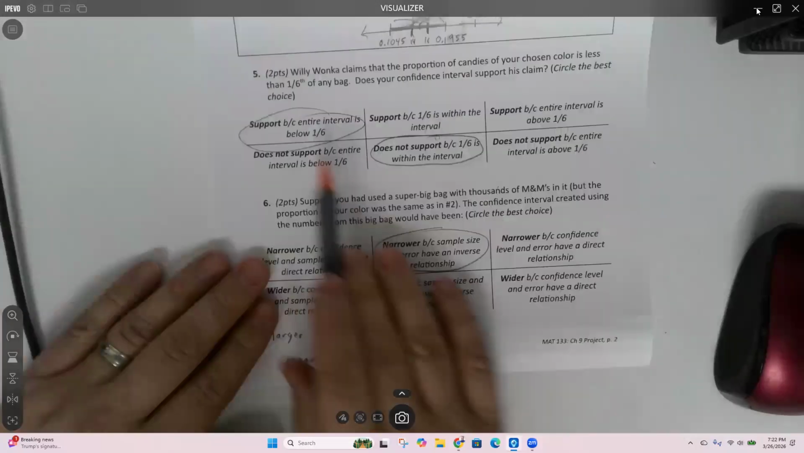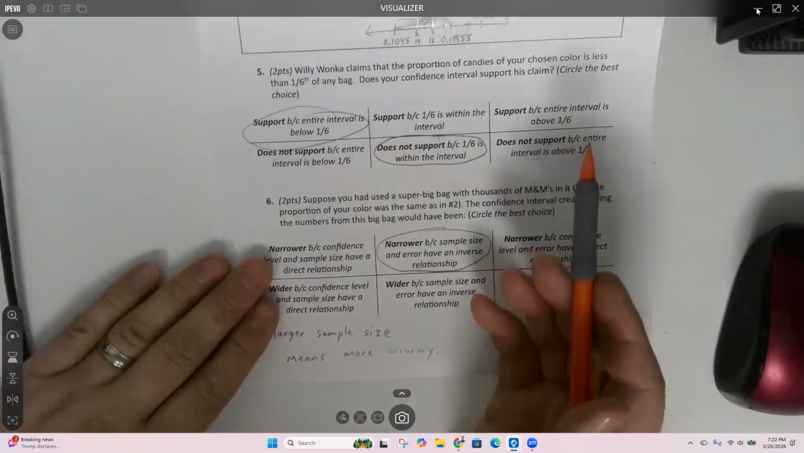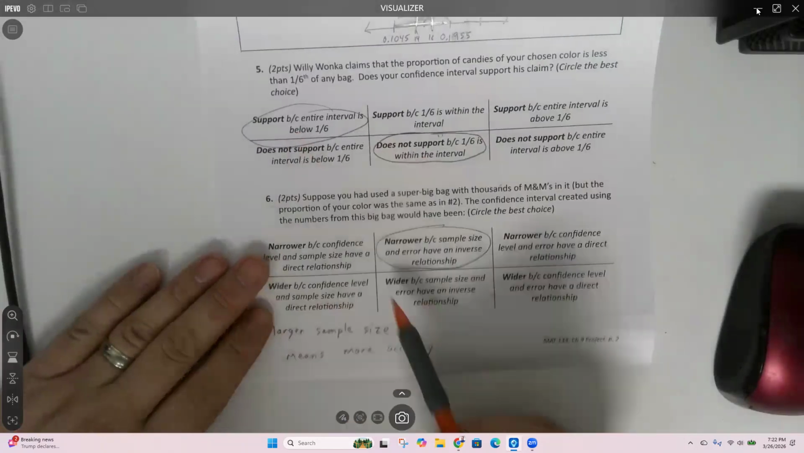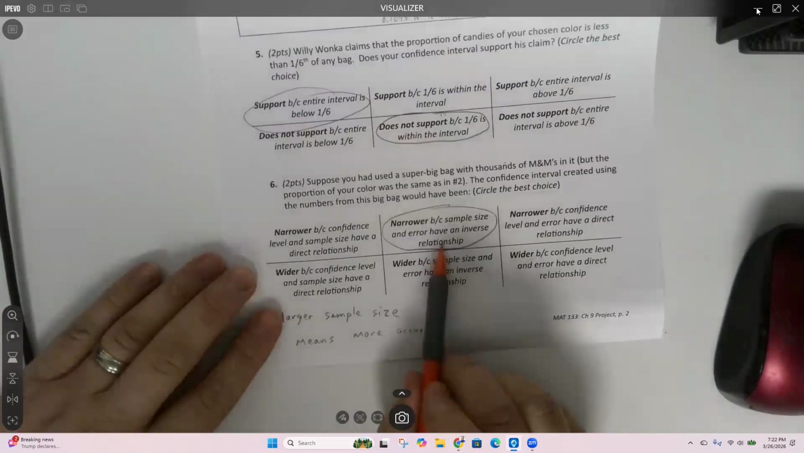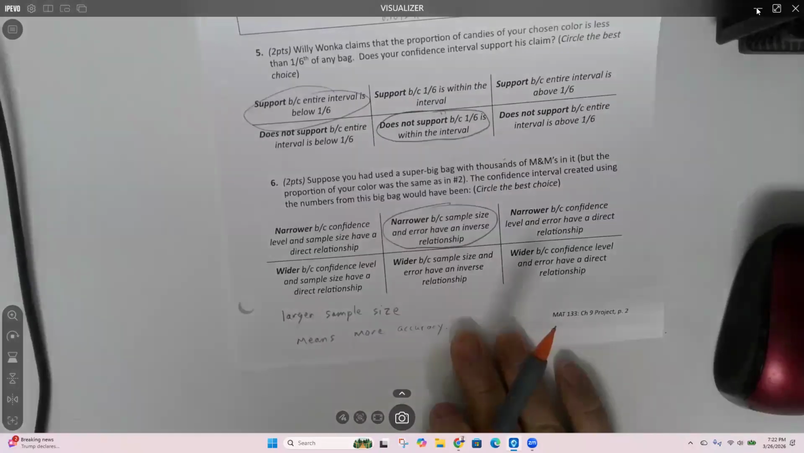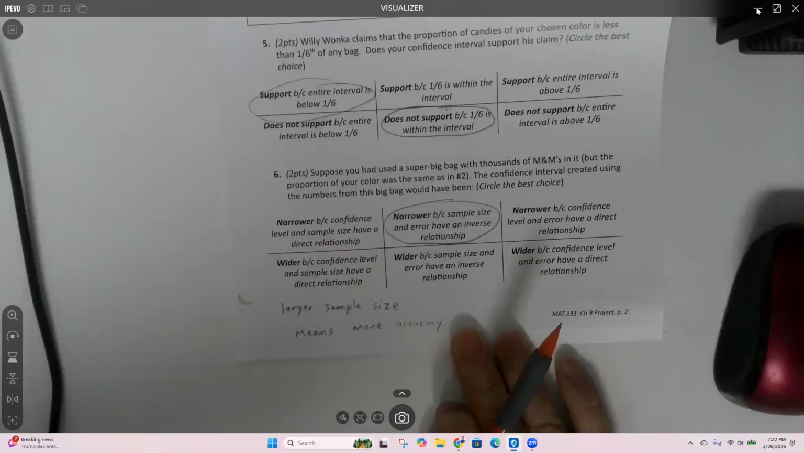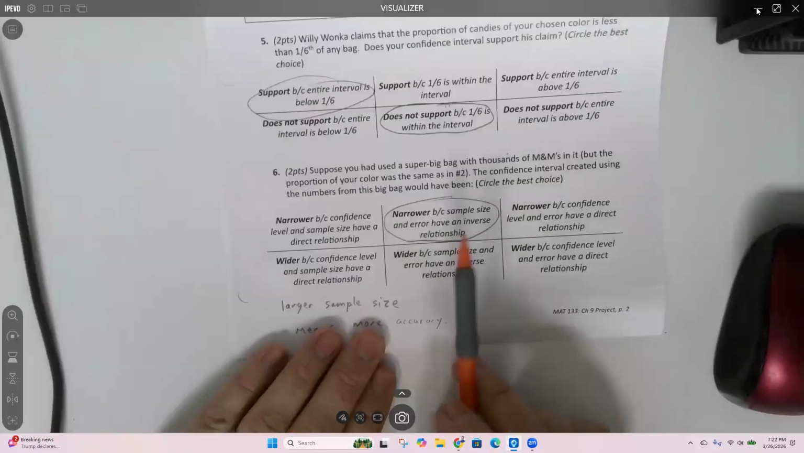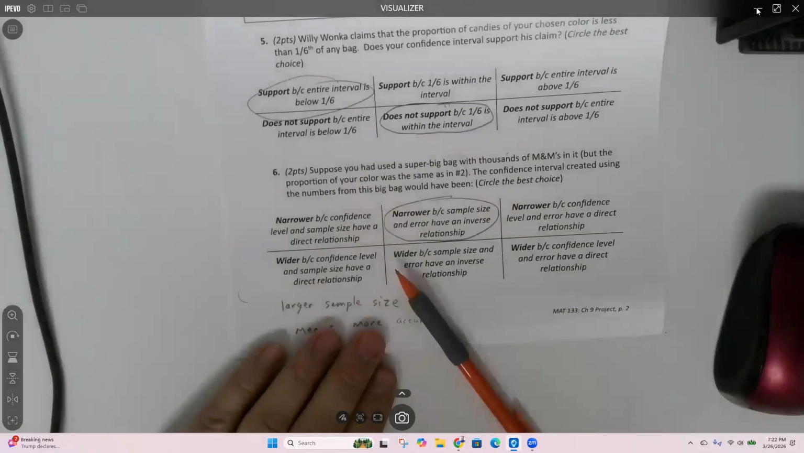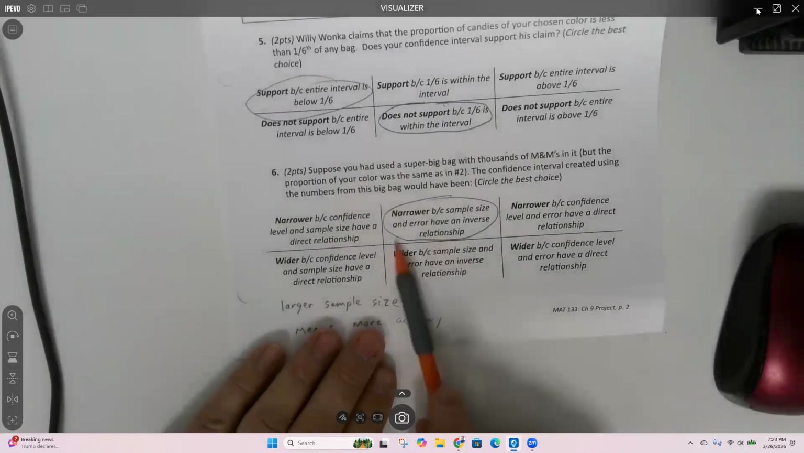So for question number 5, you would select support or not support depending on where 1/6 lands in your confidence interval. So some of you picked this one, some of you picked this one. But for number 6, everybody should be picking narrower. Gabby, you should be picking the same as me, narrower. If your sample size had been bigger, you would have had a more accurate confidence interval, which means it would have been narrower.